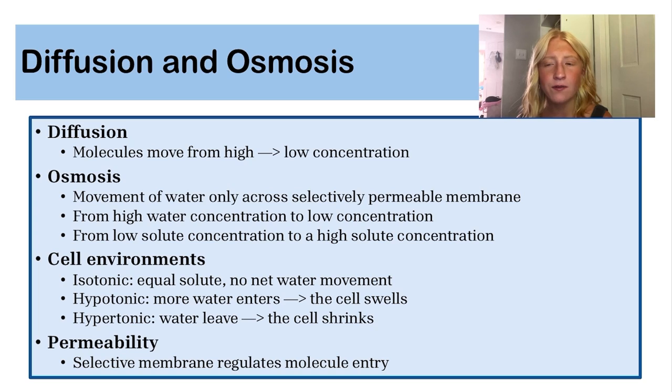There are different environments that can occur. It just depends on the type of solution that's around the cell. So there's isotonic, and this is when water moves in and out equally, so the cell is stable. But in a hypotonic environment, water will rush into the cell and it can swell or even burst. And then there's hypertonic. Hypertonic is when water will leave the cell and it'll cause it to shrink or even become plasmolyzed.